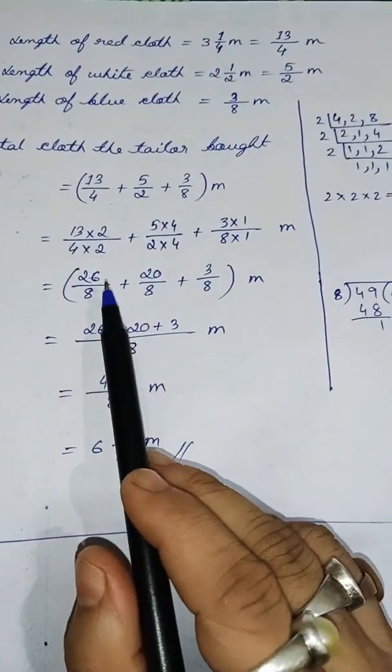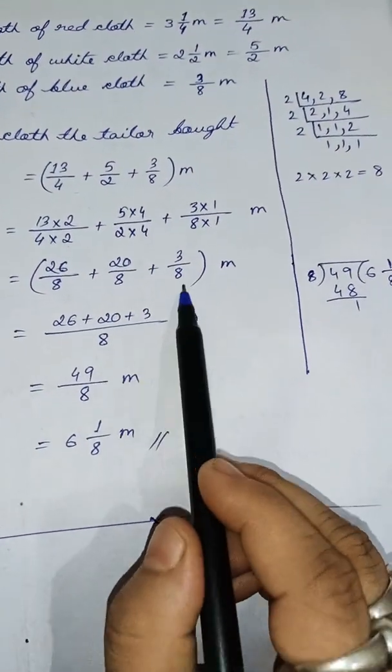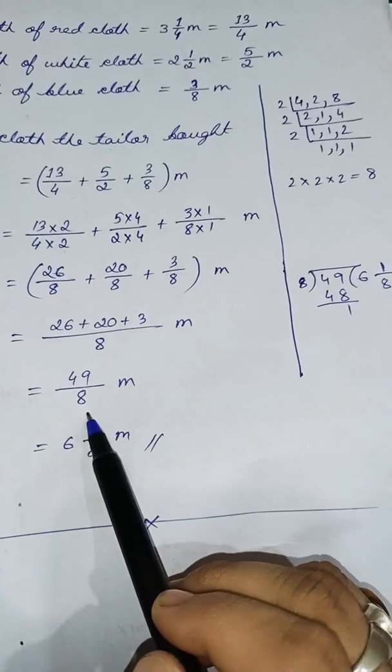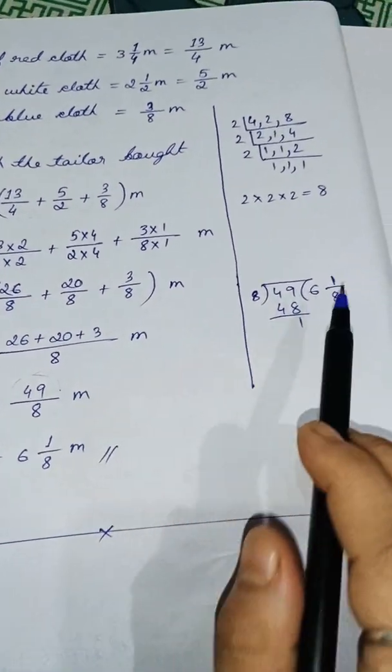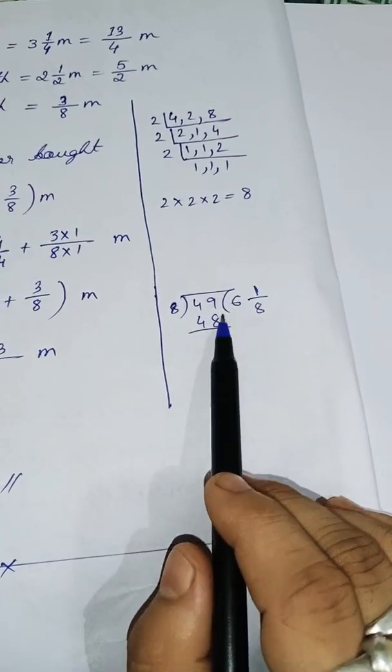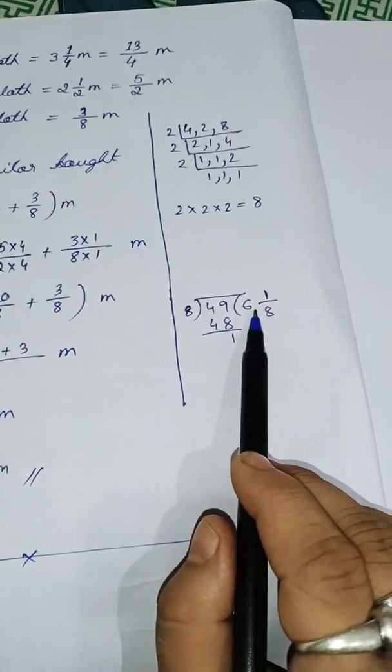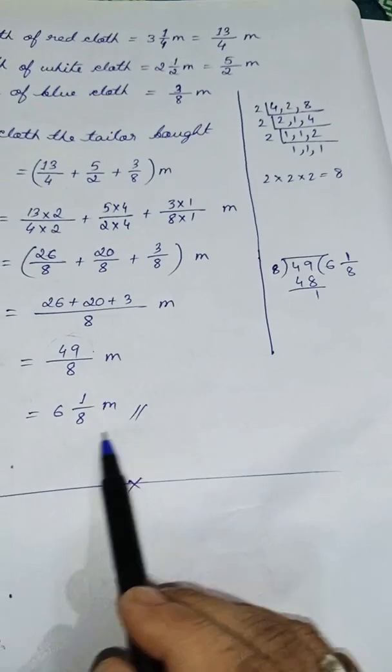Now adding the numerators, 26 plus 20 plus 3, and the denominator is 8. I get 49/8. They also do not have any common factors, so you cannot divide them. So I'll convert them into a mixed fraction now. 8 times 6 is 48, 49 minus 48 is 1, so 6 1/8 is the answer.